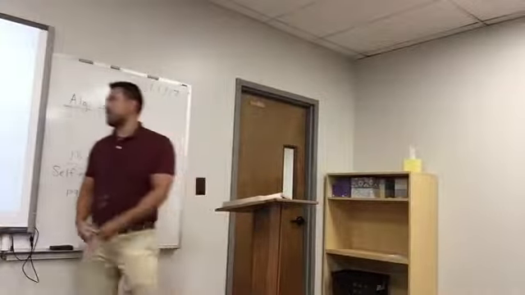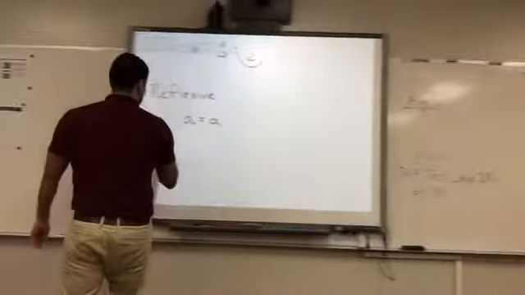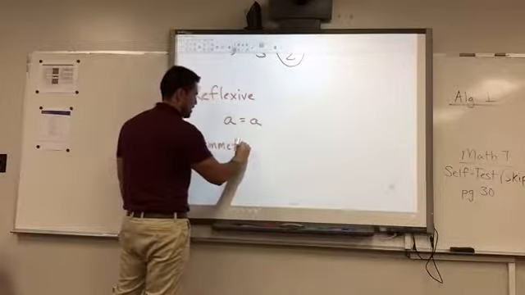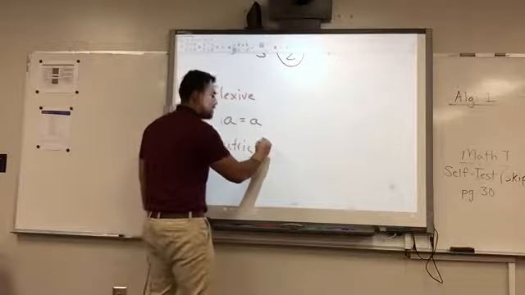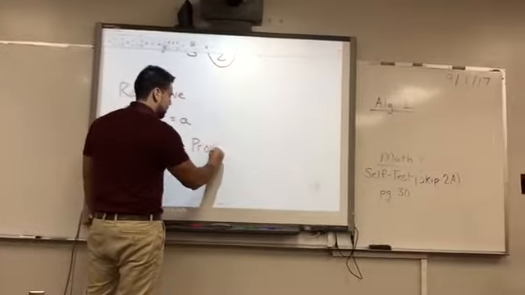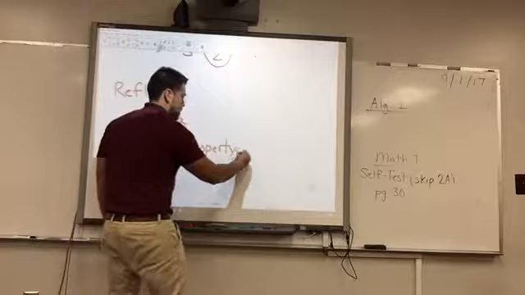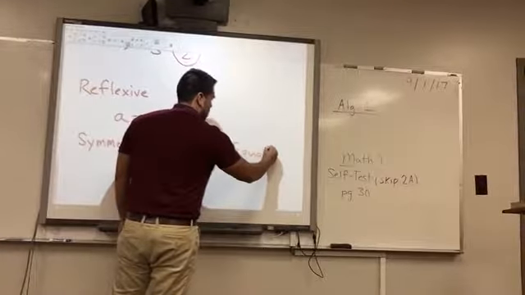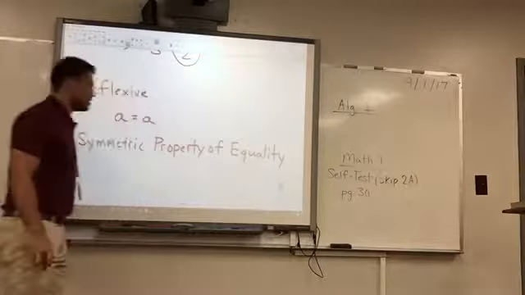All right, the next one, symmetric. That was easy, I hope. Symmetric. What's symmetry? Symmetric property. For any number A and B, if A is equal to B, then B is equal to A. All right, that's all it is.